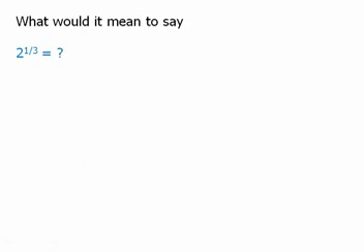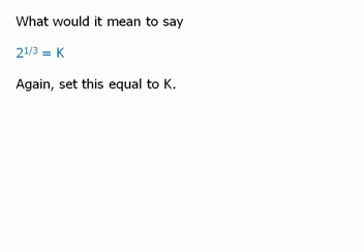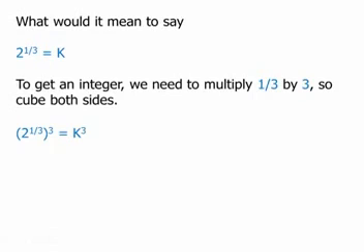Now, what would it mean to say 2 to the 1/3? Well, you might guess, but we'll follow this same process. Again, fill in a dummy variable, k. And now notice that if we multiply 1/3 times 3, we'll get a whole number. So we'll cube both sides. And of course, the right side just becomes k cubed. The left side, 2 to the 1/3, to the 3. Well, the 1/3 and the 3 get multiplied, and that just equals 1, so it's 2 to the 1, or ordinary 2. So k cubed equals 2.